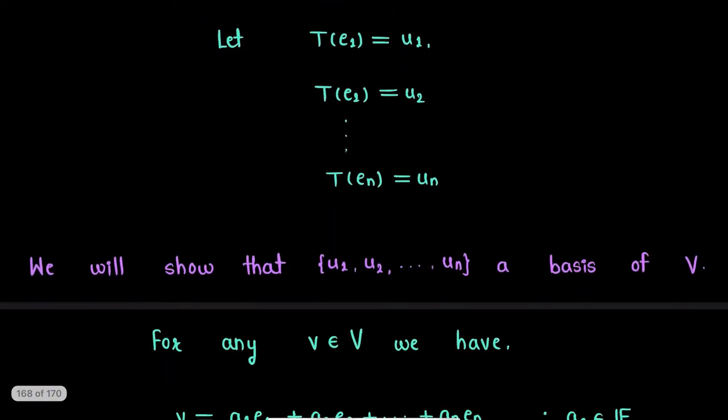Further, let us consider T of E1 is U1, T of E2 is U2, up to T of En is Un. That is, the n vectors U1, U2, up to Un are the images of the basis vectors E1, E2, up to En under T respectively. Now we will show that these vectors U1, U2, up to Un form a basis of vector space V.